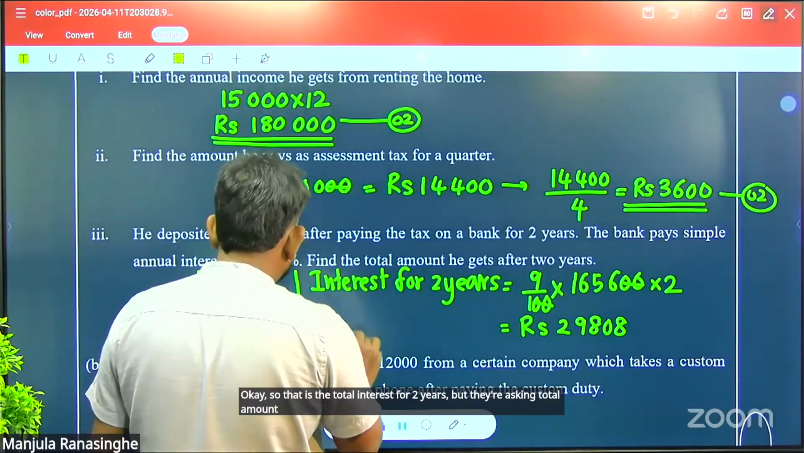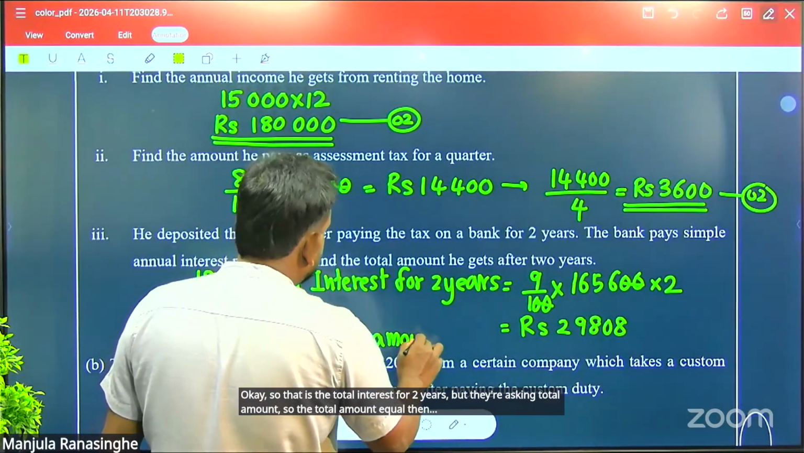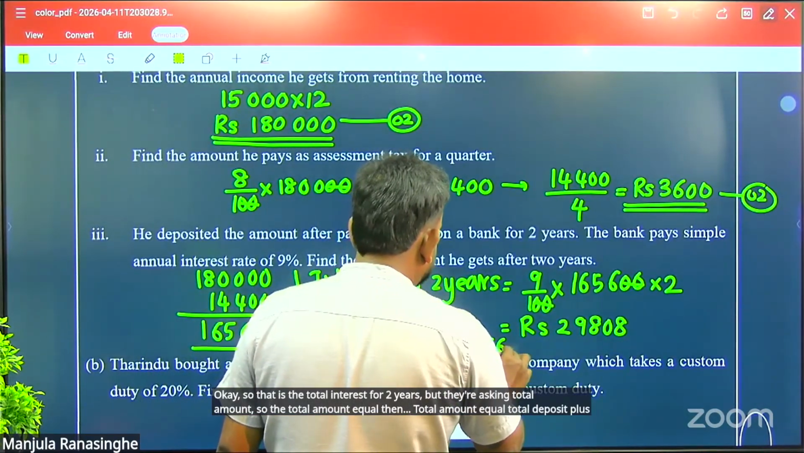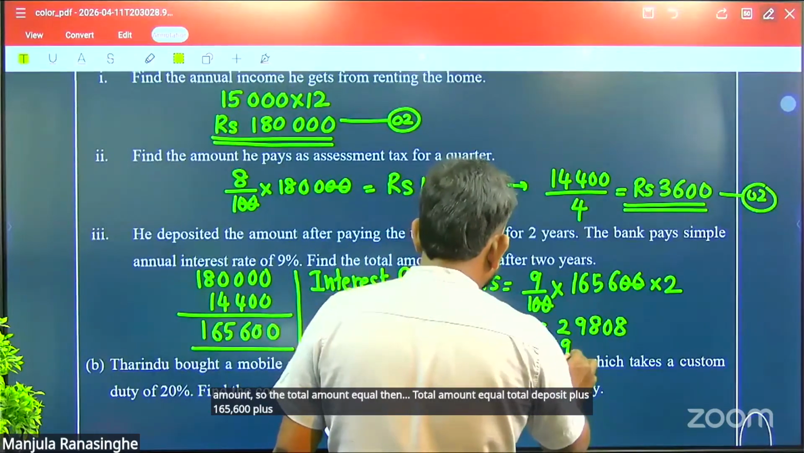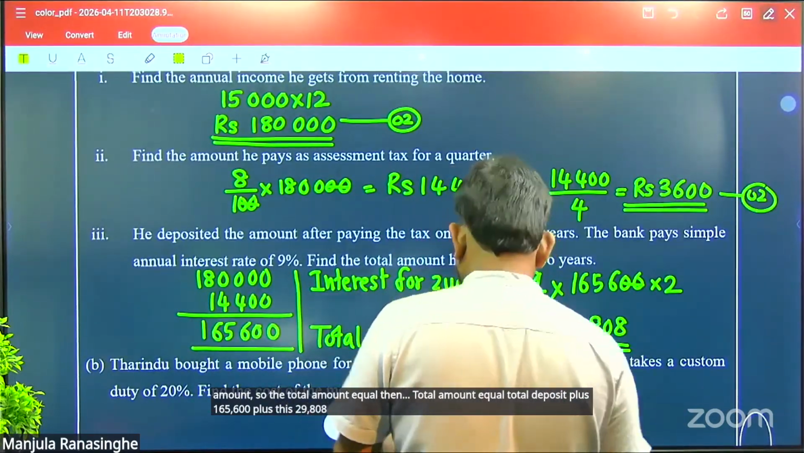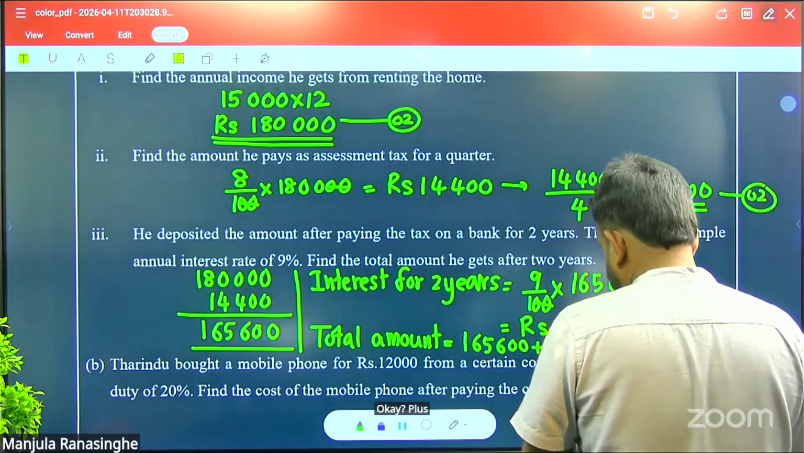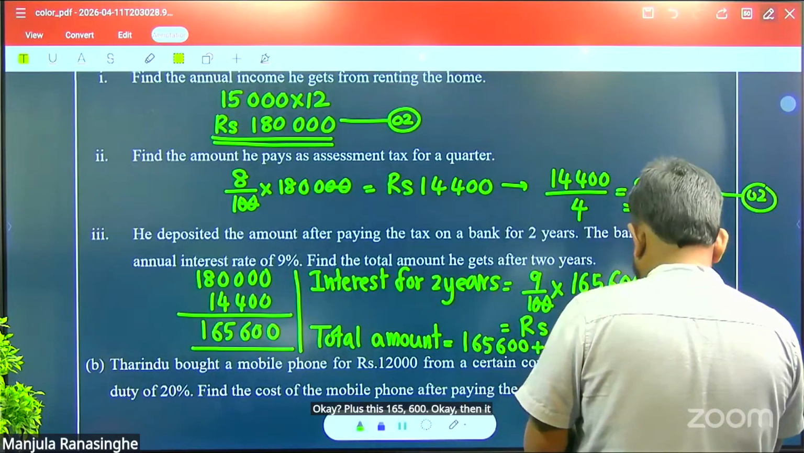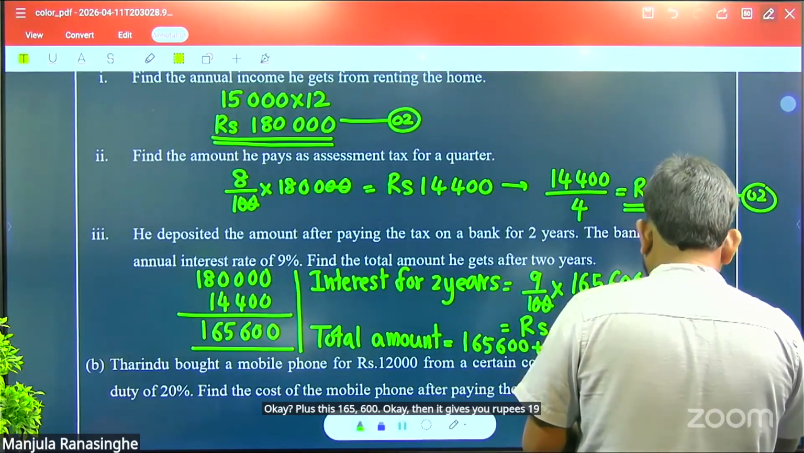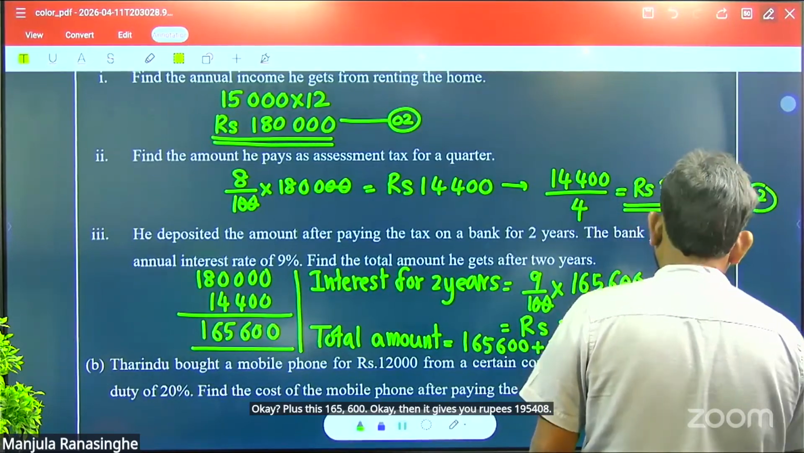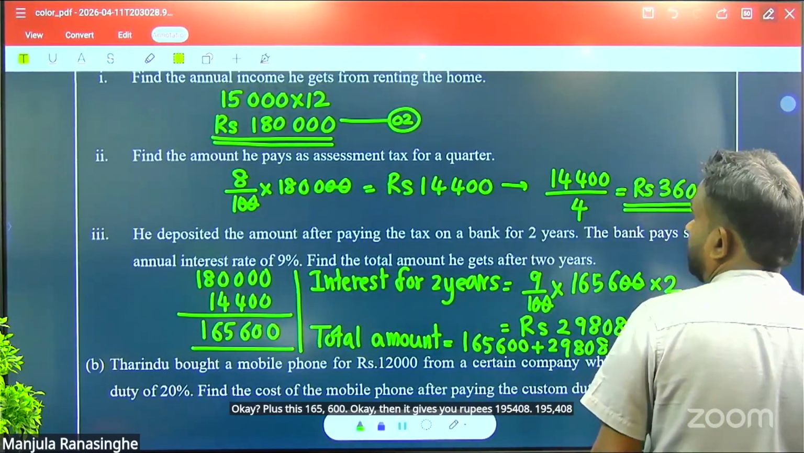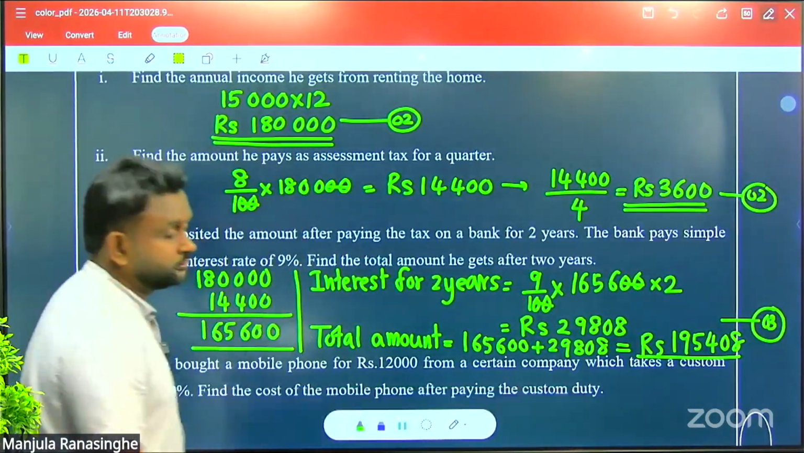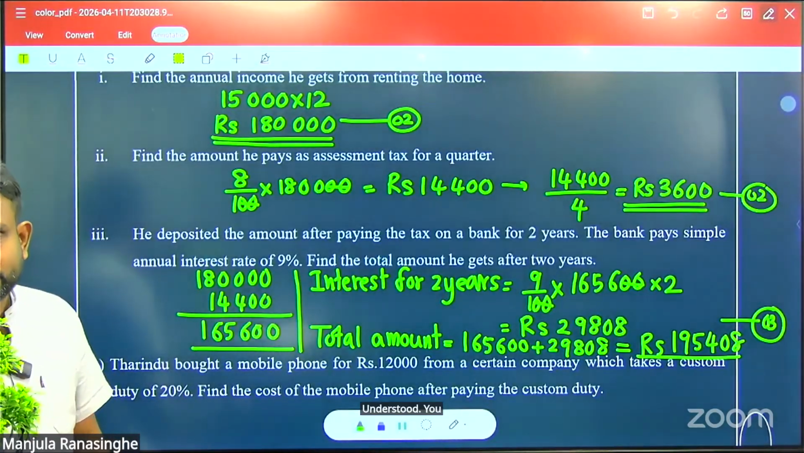So the total amount equals total deposit plus interest: 165,600 plus this 29,808. Okay, then it gives you rupees 195,408. 195,408. So you have here 3 marks there. Understood? You got the answers?